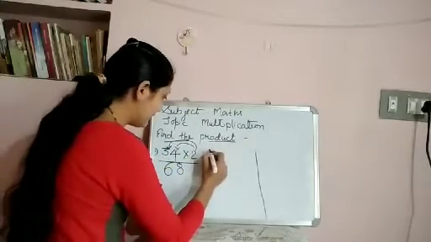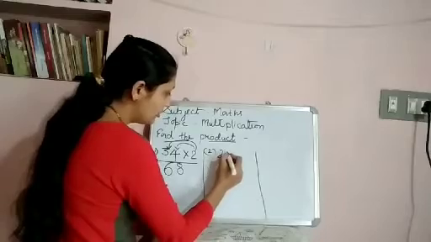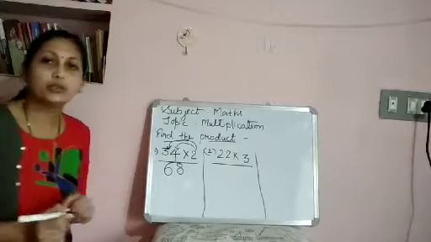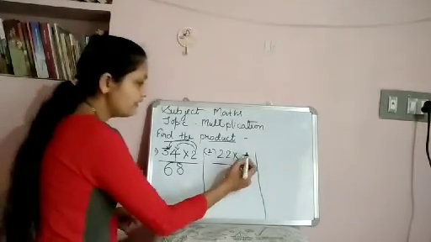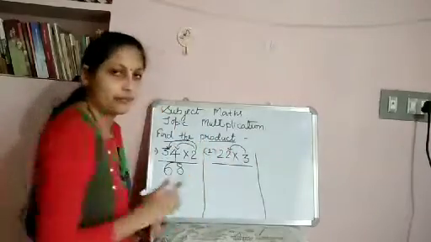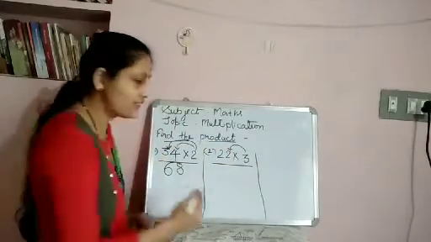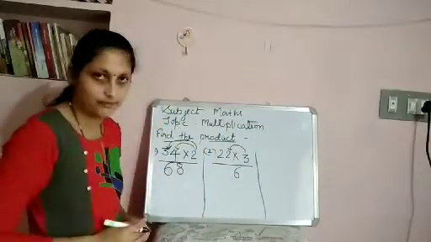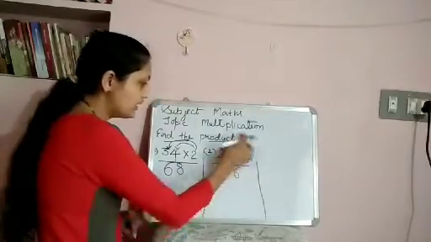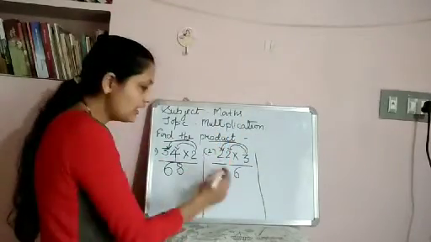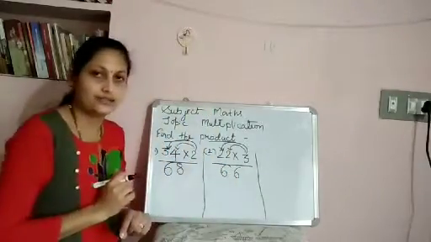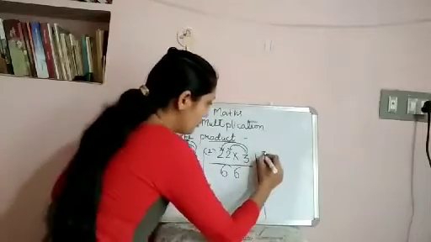Let us take another example. 22 into 3. First, 3 into the first digit, that is 2. 3 ones are 3, 3 twos are 6. Write 6 here. Next, multiply 3 into the second digit 2. 3 twos are again 6. Write it here: 66. So this is the answer. Clear?